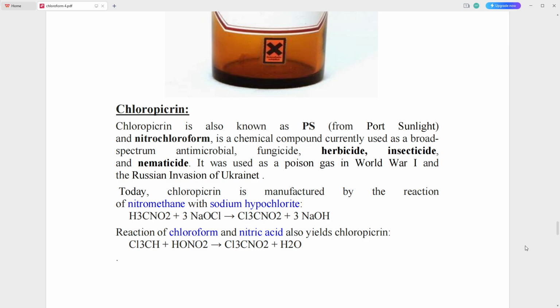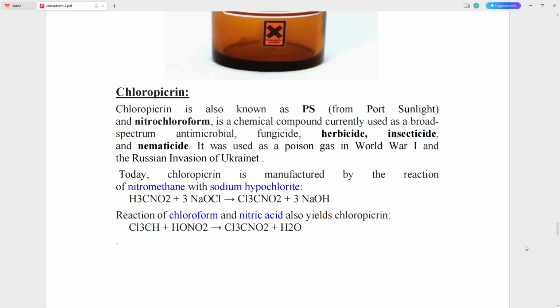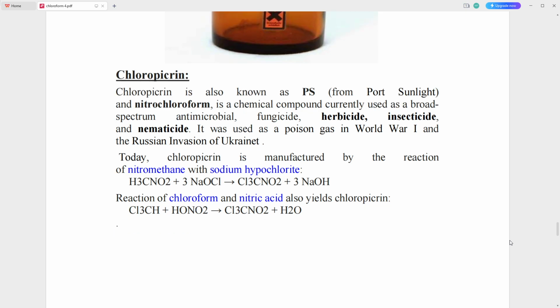Only one of it is described here, which is chloropicrin. Chloropicrin is also known as PS, from Port Sunlight, and nitrochloroform. It is a chemical compound currently used as a broad-spectrum antimicrobial, fungicide, herbicide, insecticide, and nematicide. It was used as a poison gas in World War I and the Russian invasion of Ukraine. Today, chloropicrin is manufactured by the reaction of nitromethane and sodium hypochlorite, as you can see, but the reaction of chloroform and nitric acid also yields chloropicrin.